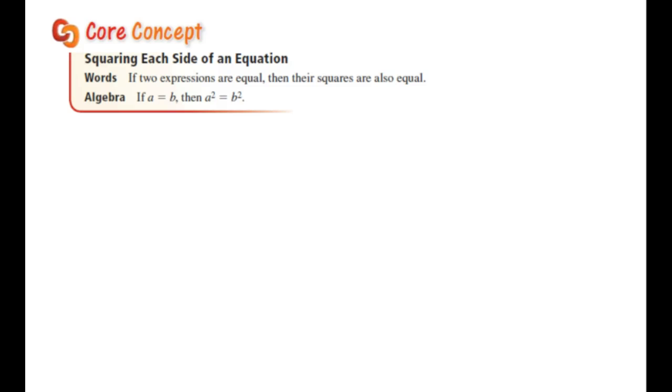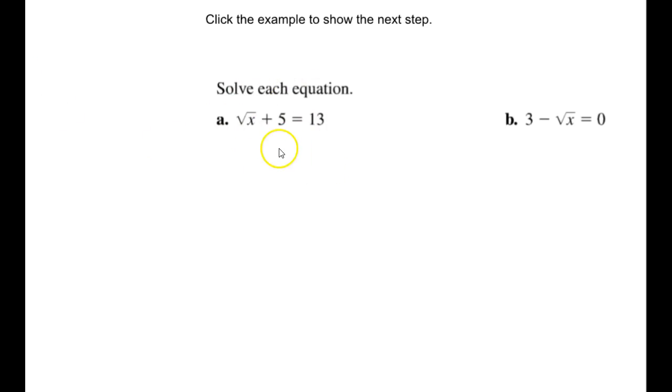So here's my first core concept. If two expressions are equal, then their squares are also equal. So if I have A equals B, then I know if I square both sides, they're also equal. So let's look at that in practice. Here we're going to solve each equation.